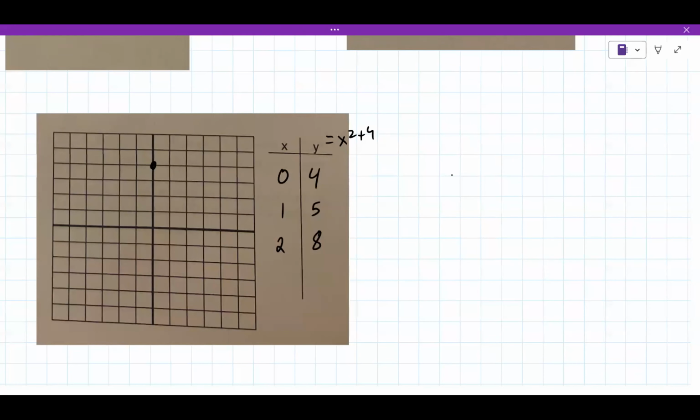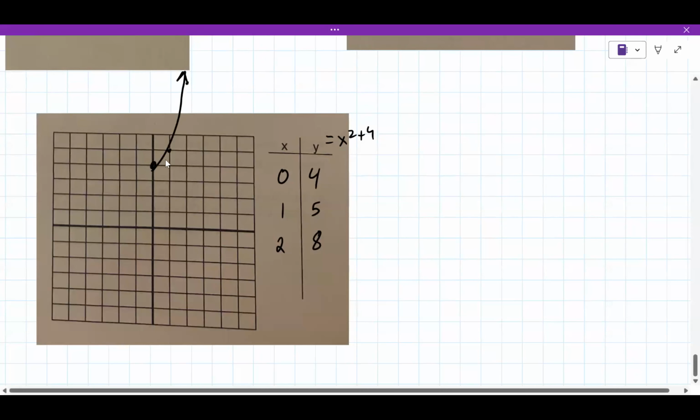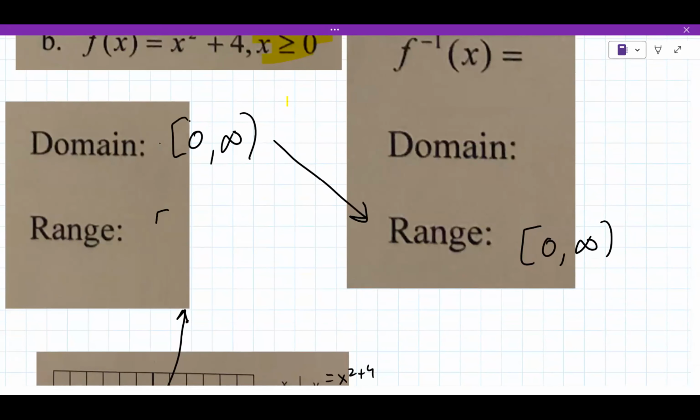So the graph looks like the 0, 4, 1, 5. Anyway, so it kind of goes up like that. This is the smallest y value here at 4. So that's the range. The range starts at 4 and it goes up forever. It goes 4 to infinity. Okay.